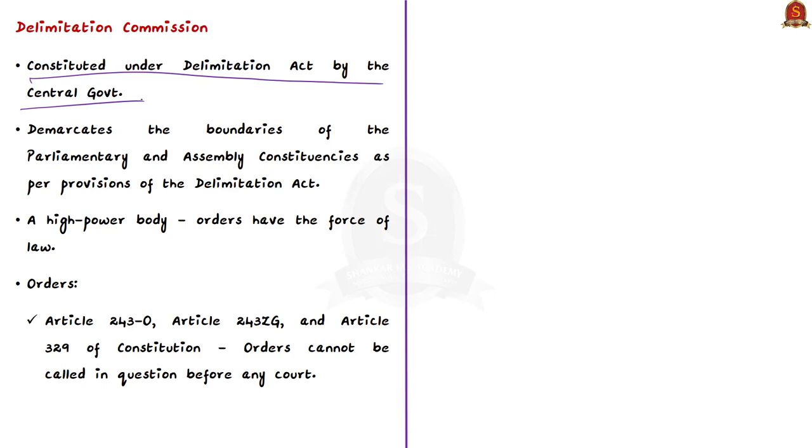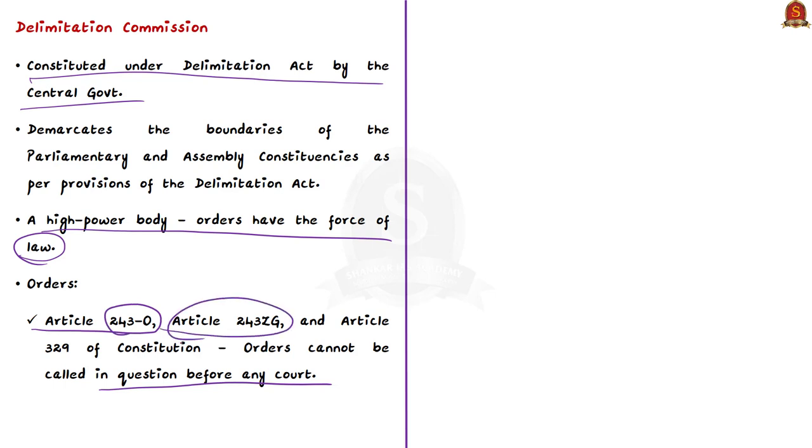Note that in India, this commission is a high power body whose orders have the force of law. So, it cannot be called in question before any court. Remember this unique fact. This may be important for your preliminary examination. So, you cannot call any order of the commission in question before any court. And this is possible as per Article 243O, Article 243ZG and Article 329 of the Constitution.